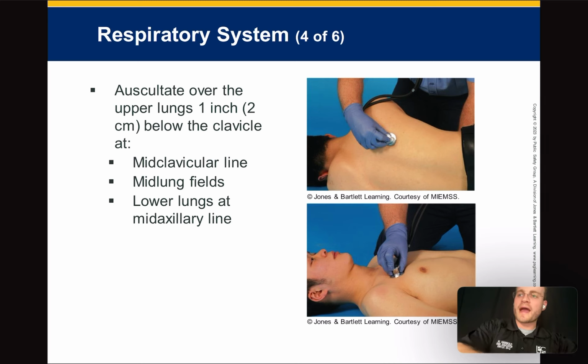And then you'll listen to the back. I want to point out that here is the patient's scapula. So don't listen on the scapula. You're not going to hear very well. So you want to listen around the scapula. So you might listen here, here, here, here, here, here, right? So generally avoid the scapula. You're not going to hear very well.